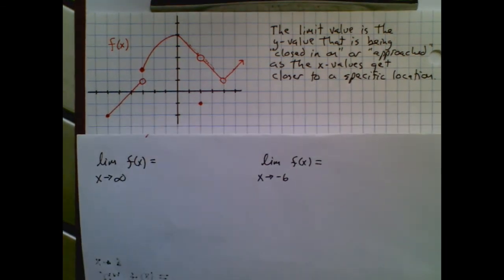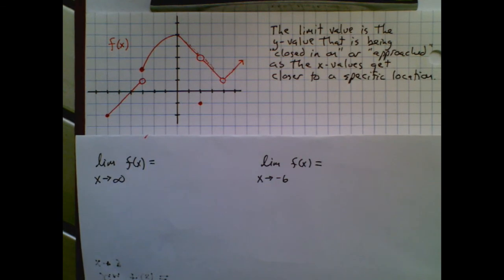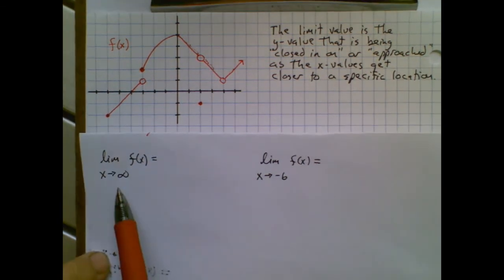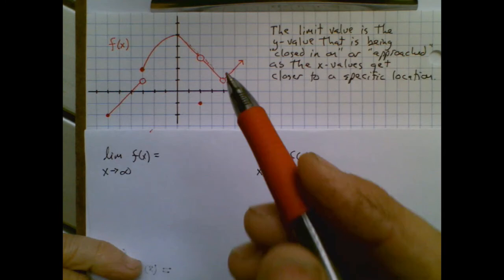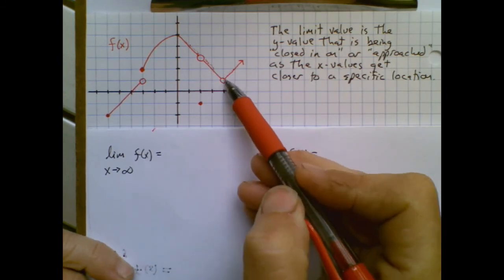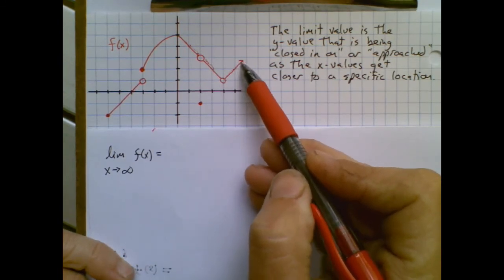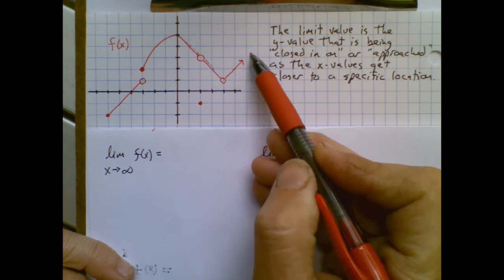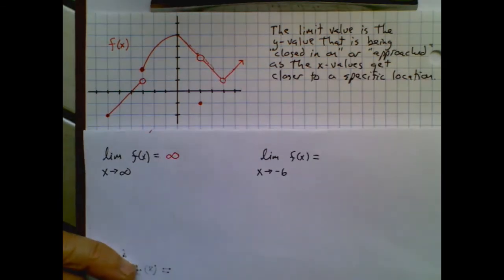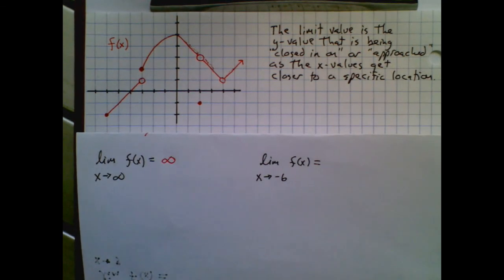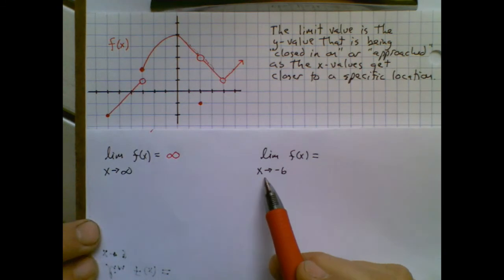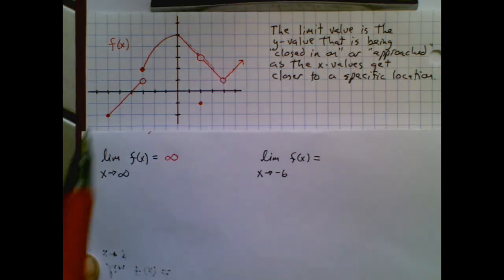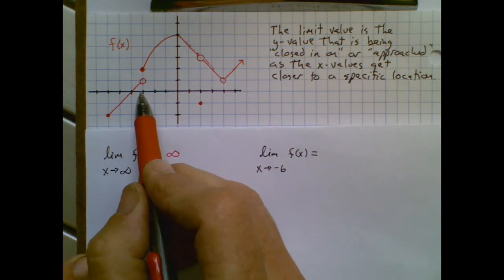Okay, I've set up a couple new problems, and if I look at this first one, the limit as x approaches infinity. What? Infinity? Yes. We can sneak up on an x value of infinity, and we would just keep going, and based on this graph, my y value would keep getting larger and larger. So you could have a value of infinity for a limit. And let's look at this last one. As x approaches negative 6. 1, 2, 3, 4, 5, 6.